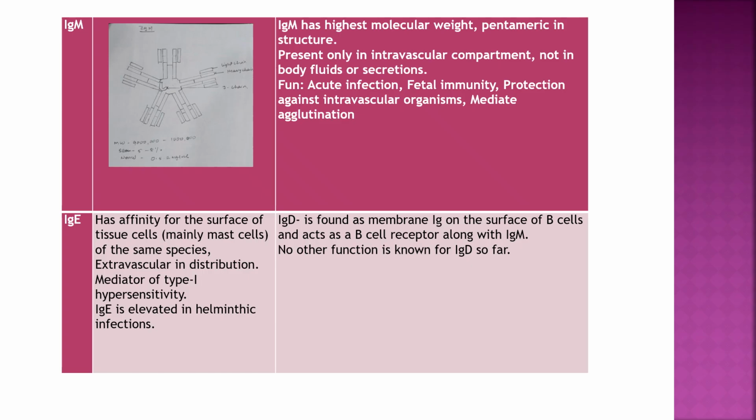IgE has affinity for the surface of tissue cells, mainly mast cells of the same species. It is extravascular in distribution, a mediator of type 1 hypersensitivity. IgE is elevated in helminthic infections. IgD is found as membrane immunoglobulin on the surface of B cells and acts as B cell receptor along with IgM. No other function is known for IgD so far.